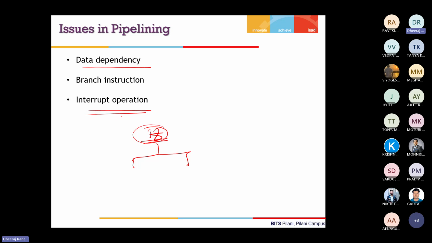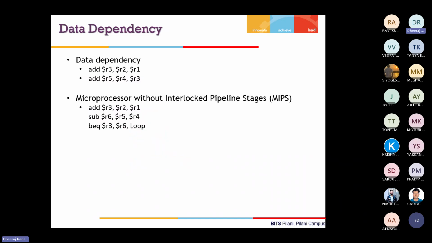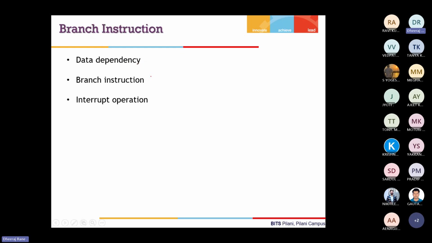Again, if some interrupts can occur in between, which instruction exactly do we interrupt? In that case, things will be really difficult, right? So whenever we have data dependency, branch instructions, or interrupt operations, these are the examples. Take the data dependency, add R3. R3 is being used in the next instruction, so we cannot put these in the pipeline, right?